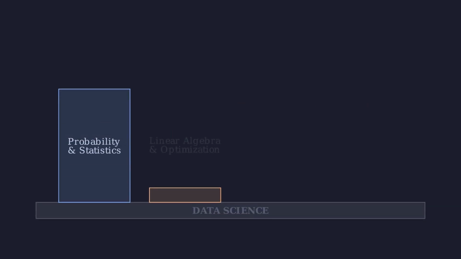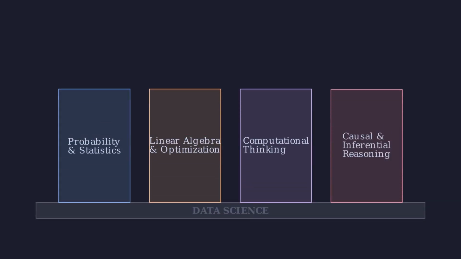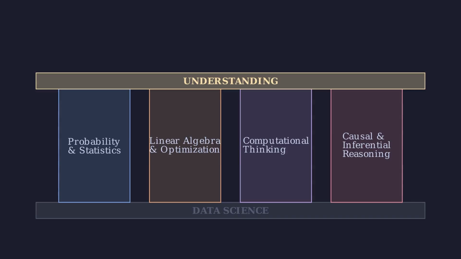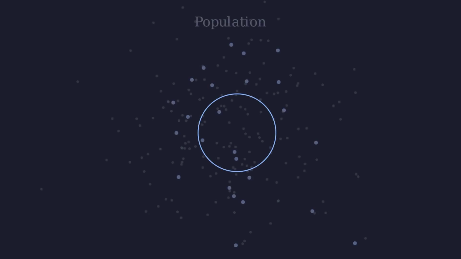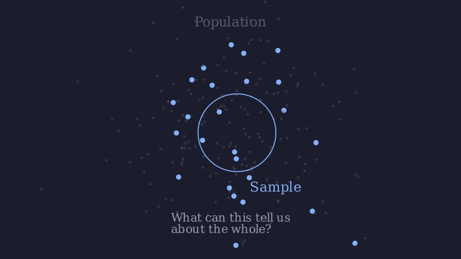So what is data science? I think it rests on 4 pillars. And understanding these pillars is what separates someone who uses tools from someone who truly understands what they are doing. The first pillar is probability and statistics. This is the foundation of everything. Every dataset you will ever work with is a sample. It is not the full picture. It is a slice of reality. And the question you are always trying to answer is, what can this slice tell me about the whole?